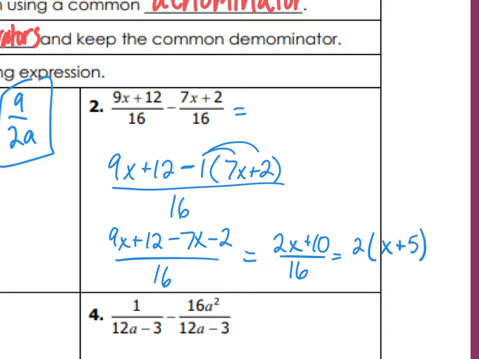X plus 5. So 2 times x plus 5 over 16. Will that simplify further? Yeah. You do the 2 and the 16. The 2 and the 16, you sure can. And what will that become? Yep, 1 over 8. So this is actually the same thing as just x plus 5 over 8.